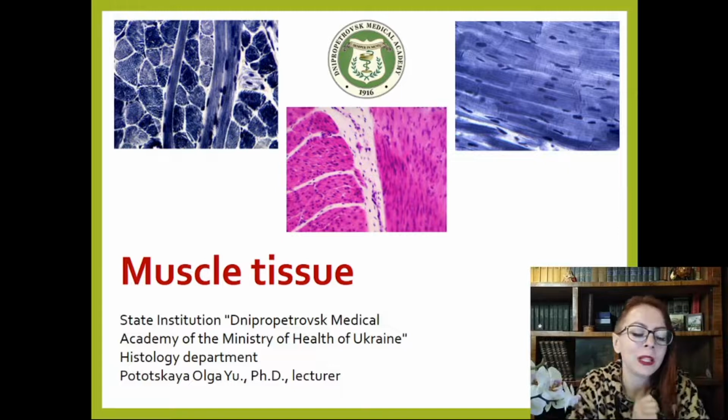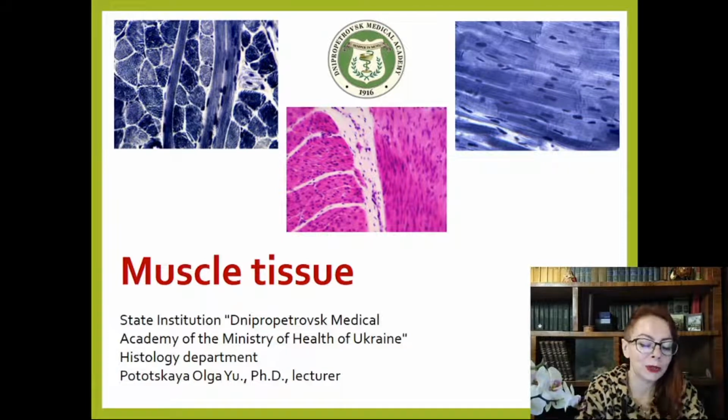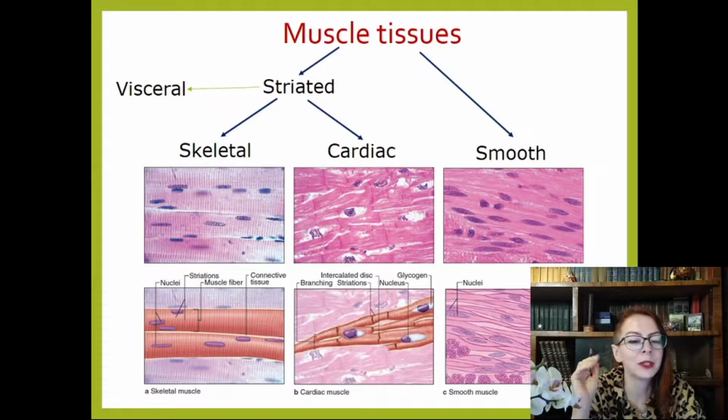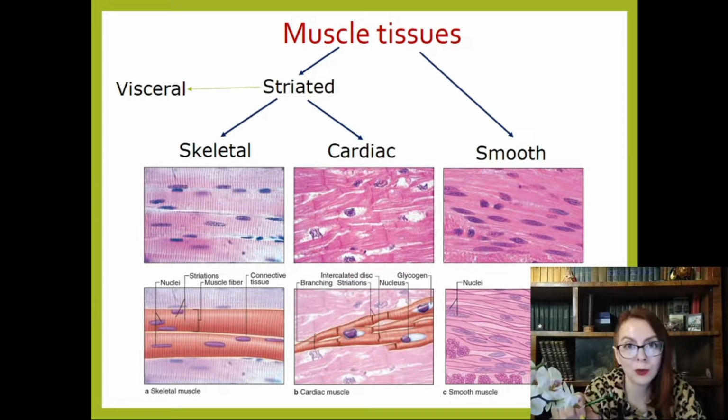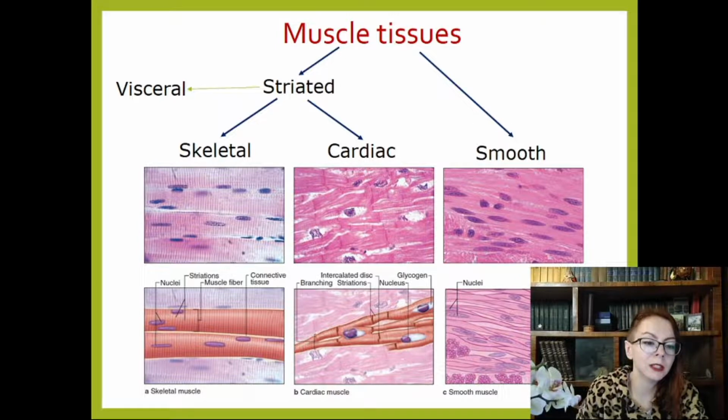Hello everyone. Today we are to discuss muscle tissues, and let's start directly from its classification, which is one of the most simple among all the tissues. So muscle tissue is divided into two groups, striated and smooth. The difference is very easy to understand.